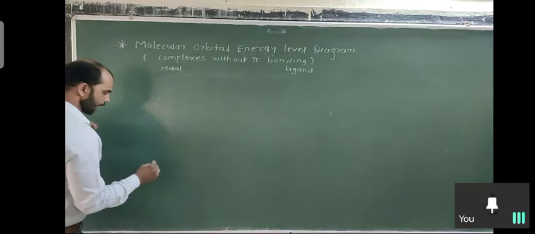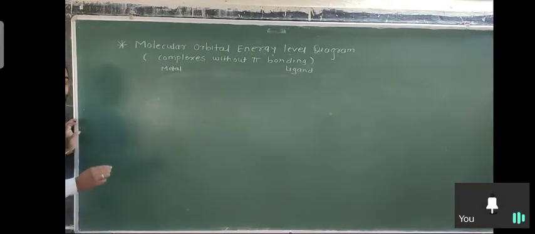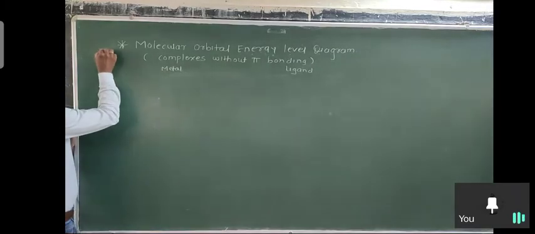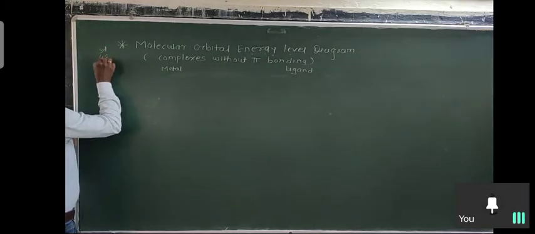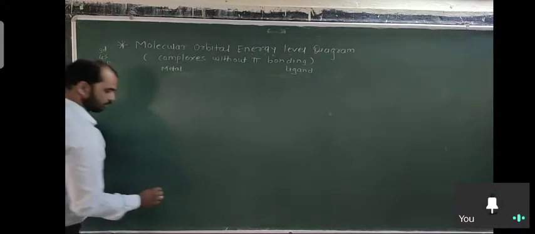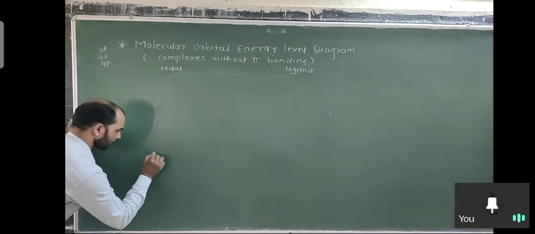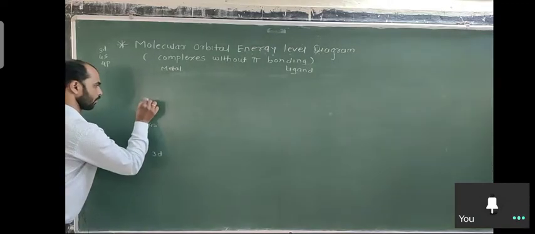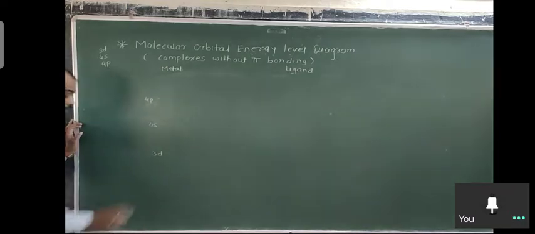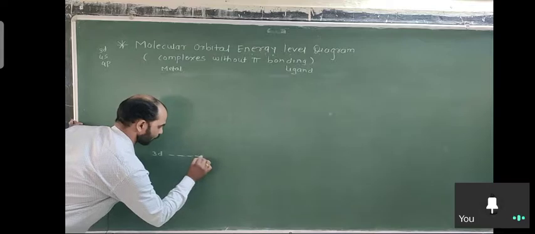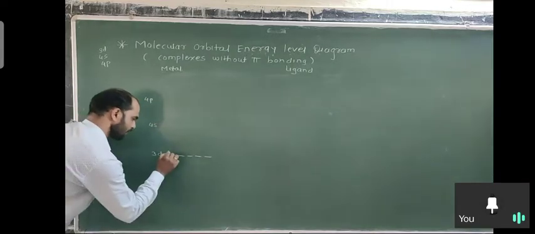Suppose we consider a metal from the first transition series. The first transition series has 3d, 4s and 4p orbitals, so we consider 3d, 4s and 4p. How many 3d orbitals? 1, 2, 3, 4, 5. You can represent them as boxes.